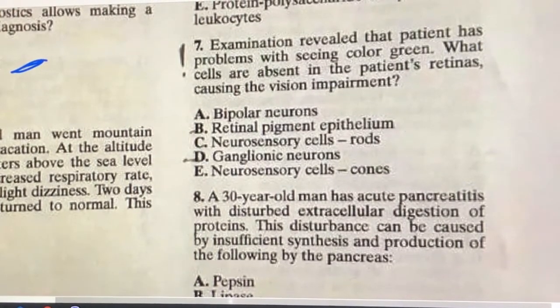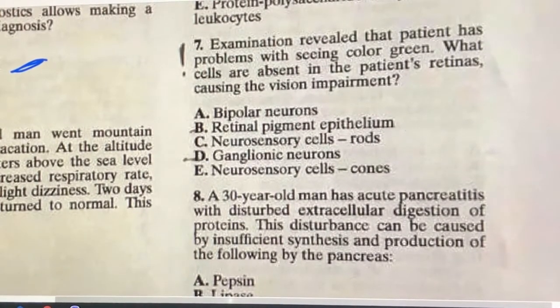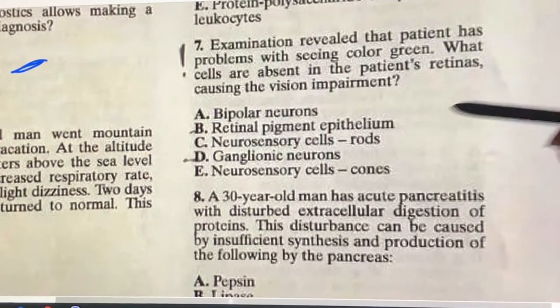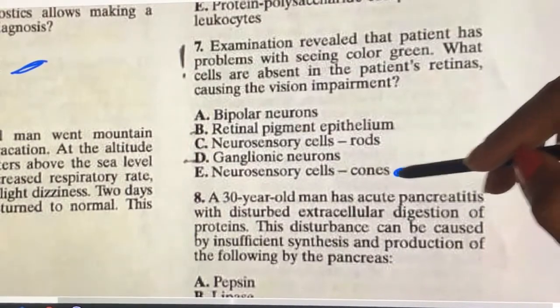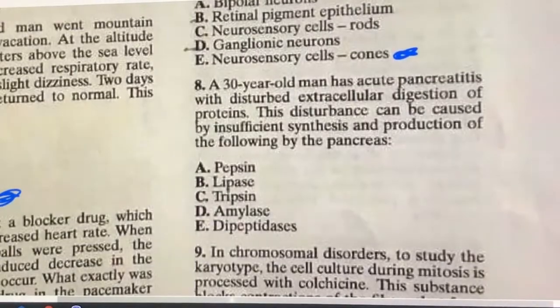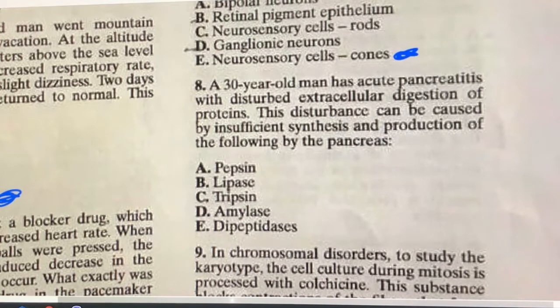We all know that for dim light it's rod cells, for color vision it's cones. So the answer is neurosensory cells, cones. That is option number. Question number 8. A 30-year-old man has acute pancreatitis with disturbed extracellular digestion of proteins.